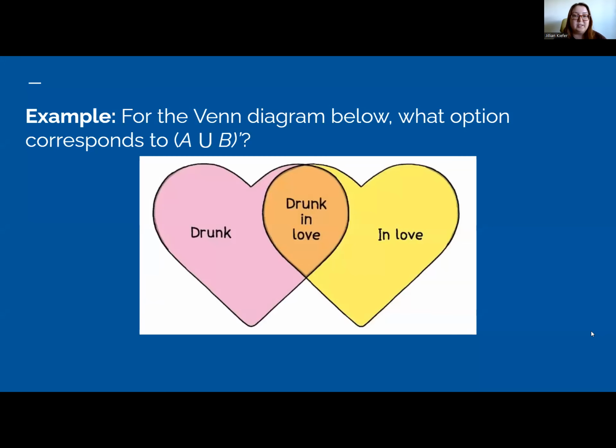So let's take a couple looks at these. For the Venn diagram below, what option would we say corresponds to (A union B) complement? So A union B is everything essentially here.